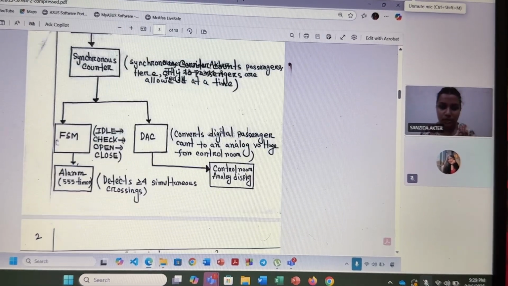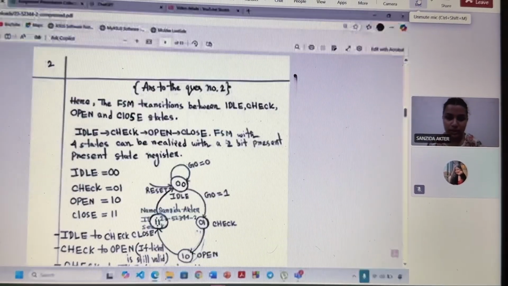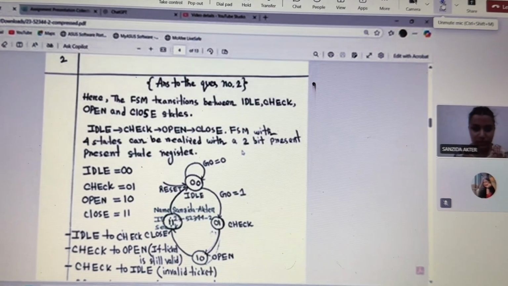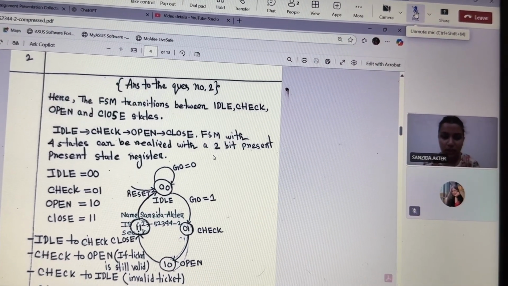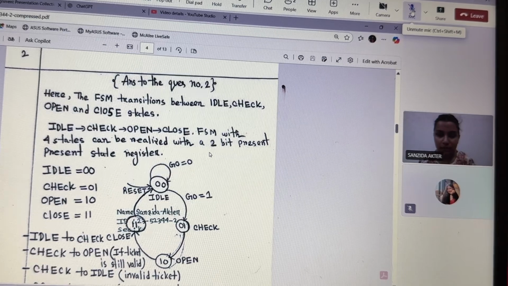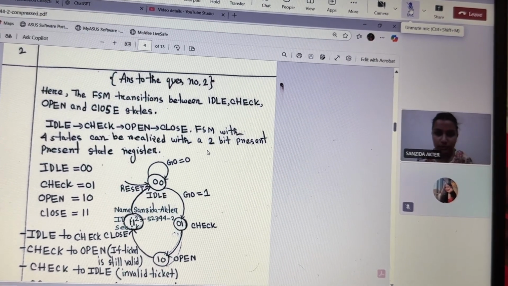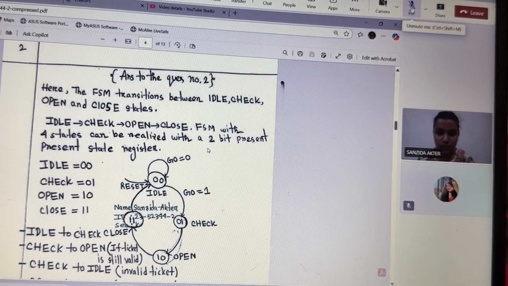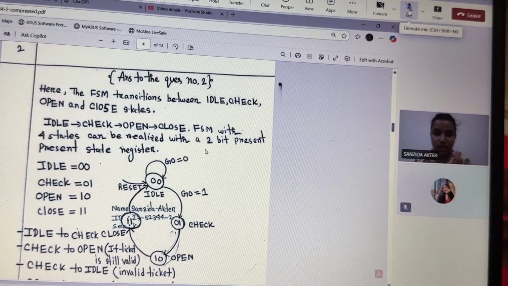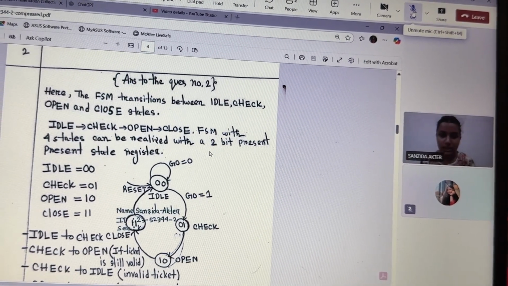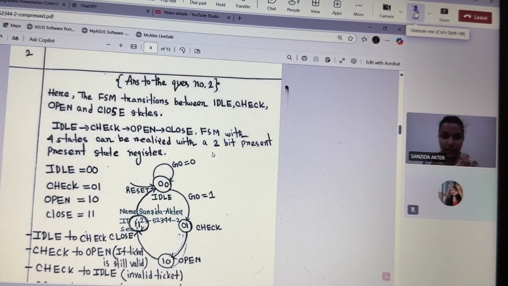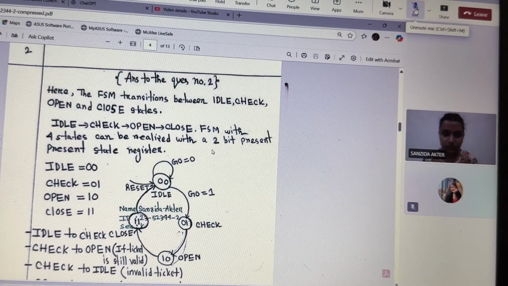Now, the second question asked me to demonstrate how the FSM moves between the states idle, check, open, and close depending on the counter values, and to write the Verilog HDL code. I chose a 2-bit state register because 4 states require only 2 flip-flops. The state codes are idle, check, open, and close.